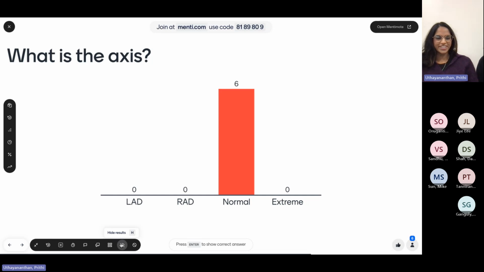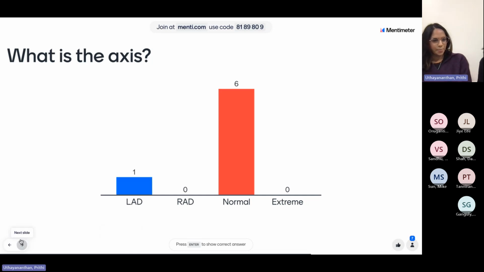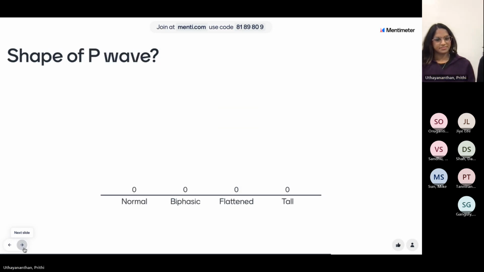Okay, yeah, it is normal. Yeah. So left axis deviation would be left leading. So lead 1 would be positive, and lead 3 would be lead AVF would be negative. So in this case, they're both positive, so it's normal.